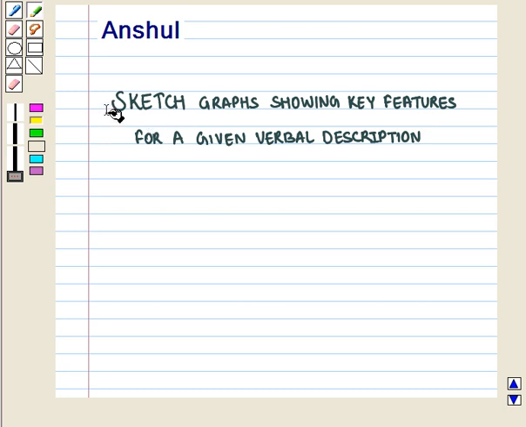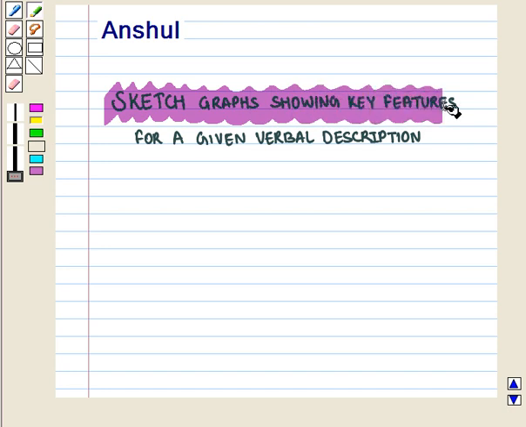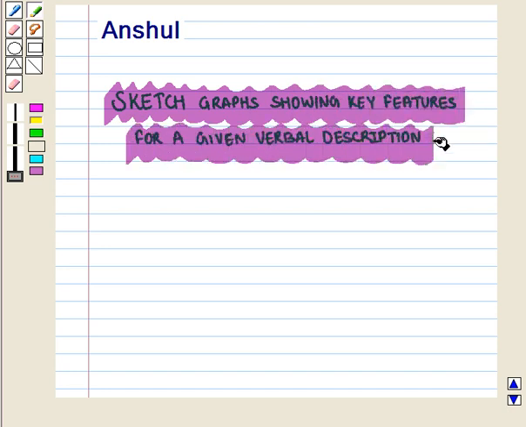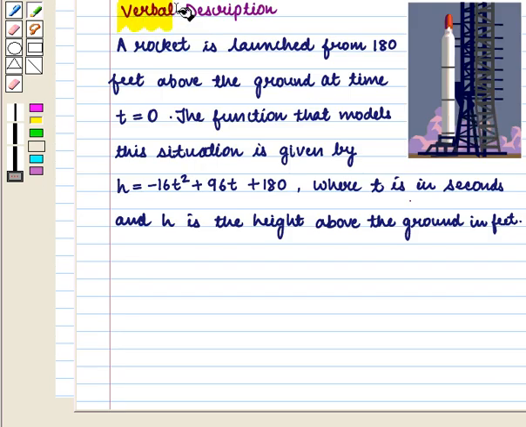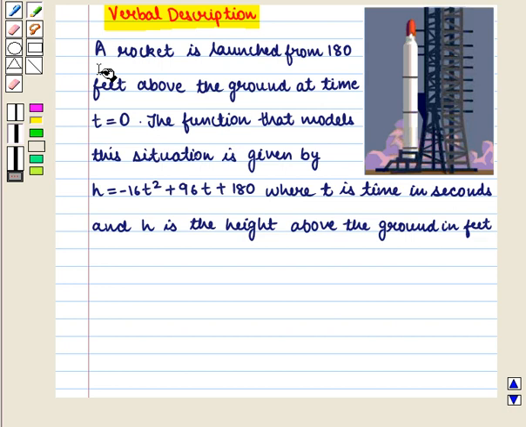In this session, we will discuss how to sketch graphs showing key features for a given verbal description. Let us consider the following verbal description. A rocket is launched from 180 feet above the ground at time t is equal to 0.